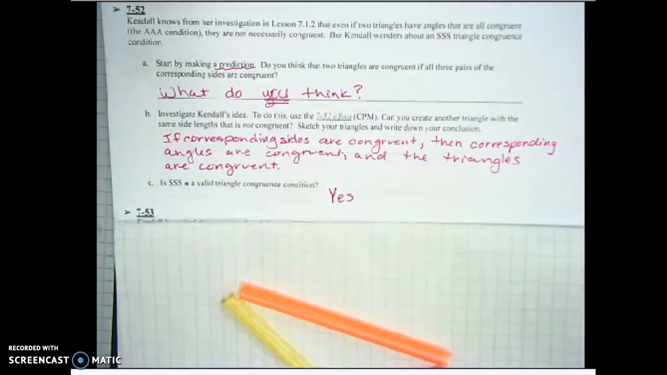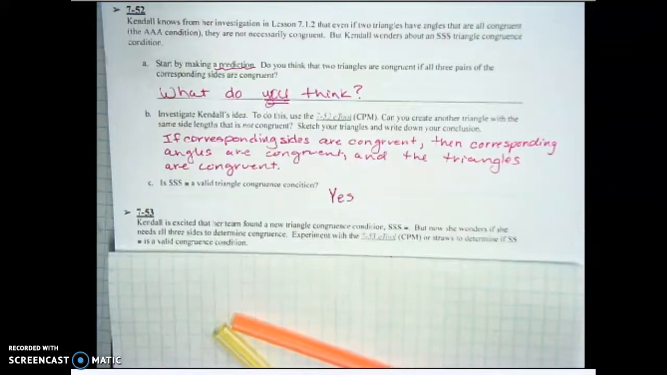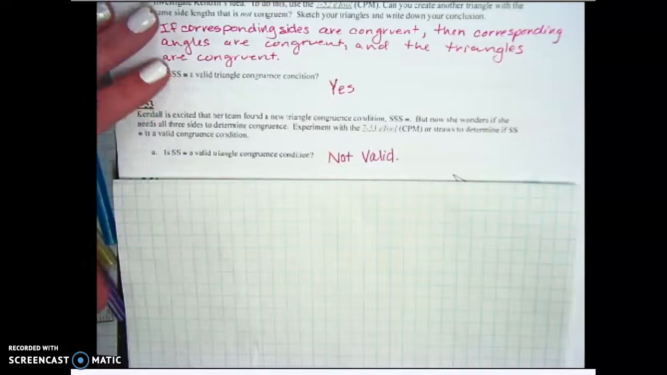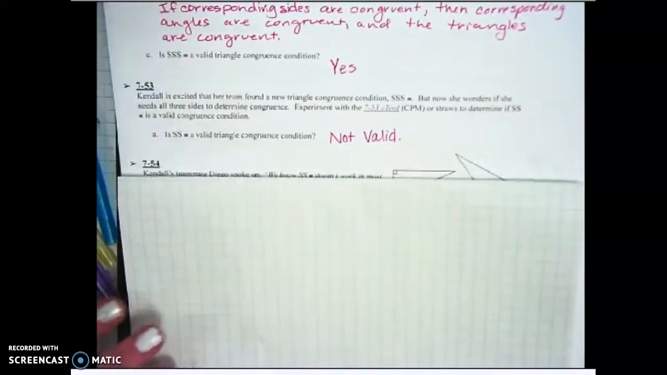All right. Question 753 says, Kendall is excited that her team found a new triangle condition, side, side, side. But now she wonders if she needs all three sides to determine triangle congruence. You can use this online tool again, or we're going to use the straws to determine if side, side is a valid triangle congruence. Side, side is not enough to prove that the two triangles are congruent. You and your partners will not have the same triangle, okay?